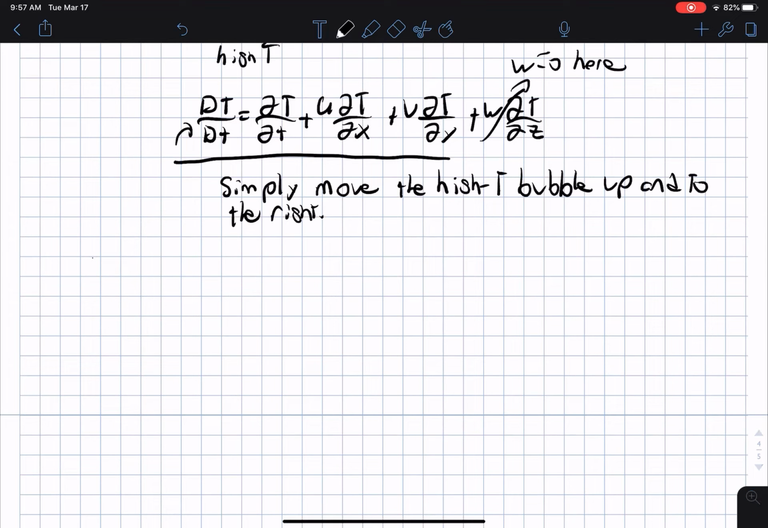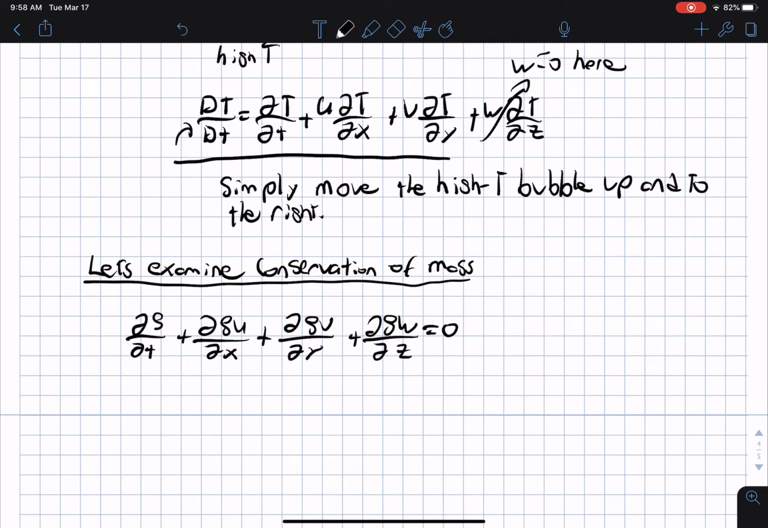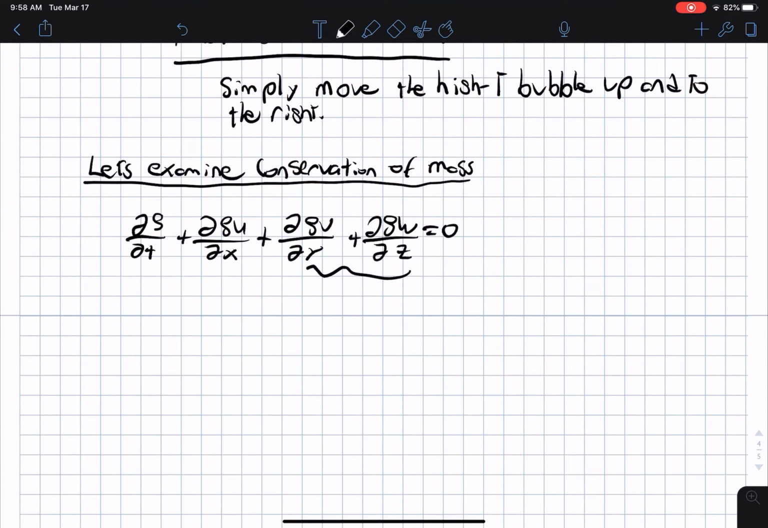So let's examine conservation of mass. Okay, so recall that conservation of mass in 3D Cartesian coordinates would be partial rho partial t, plus partial rho u partial x, plus partial rho v partial y, plus partial rho w partial z, is equal to 0. So now, let's use the product rule.